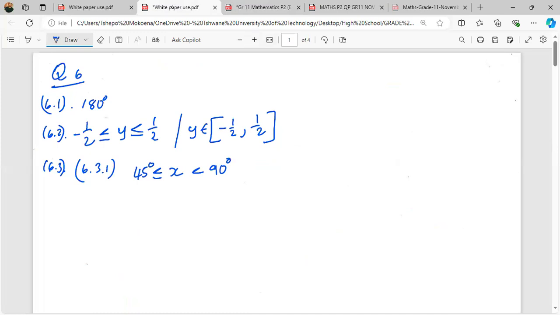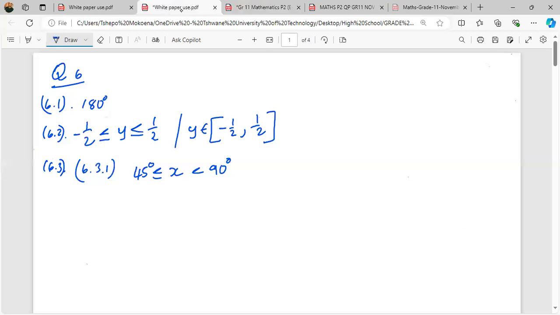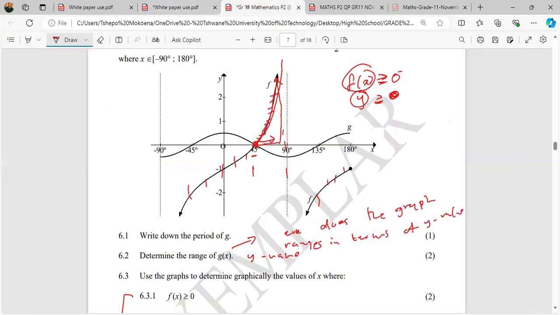Look, here is where 45 is. It's between. And then pay attention to how I wrote my final answer. Here, I used the inequality sign that includes. Here, I used the inequality sign that does not include 90 degrees. Why? Because 90 degrees is our asymptote to start with. Our graph won't really touch the asymptote.